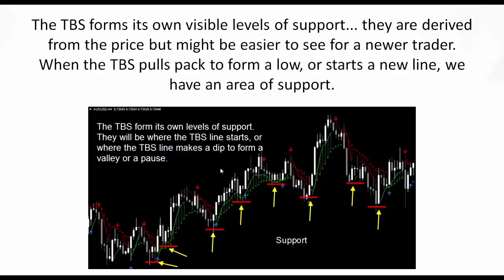And this gives us maybe an easier way to see or identify these areas of support or resistance by looking at how the TBS moves. The TBS is going to cross sides. It's going to go from red to green. And then once it turns back to green, where the green TBS starts could also be considered an area of support.